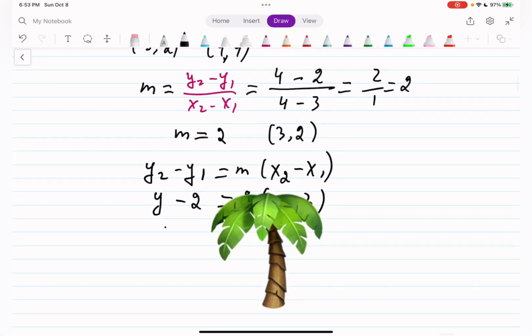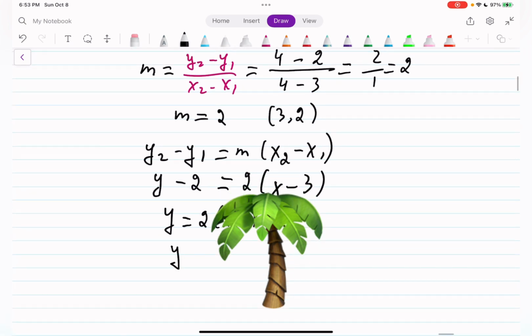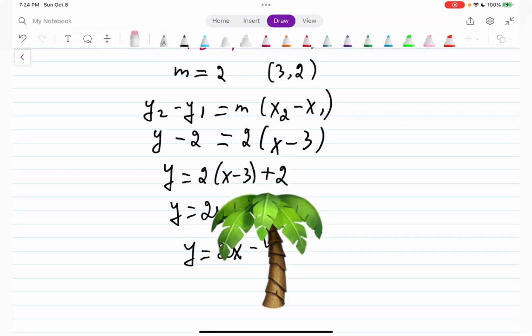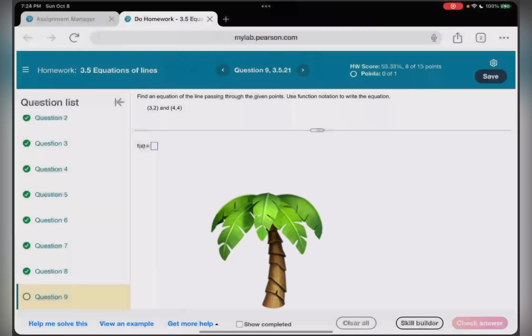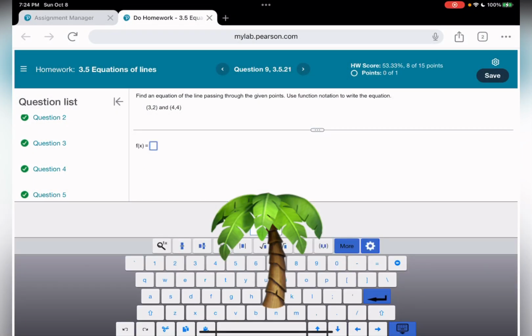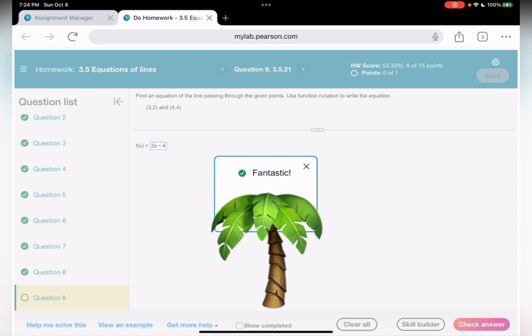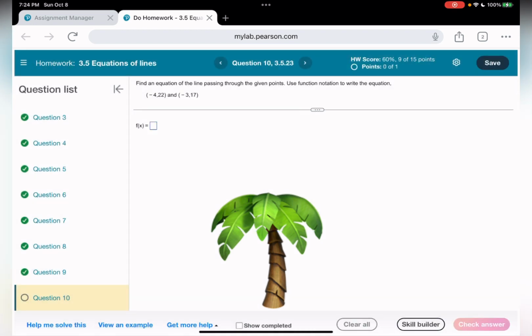And that is, y is equal to 2 times x minus 3 plus 2. So from here, y is equal to 2x minus 6 plus 2. Combining, y is equal to 2x minus 4. Let's put the answer: 2x minus 4. Okay, fantastic. Moving to question number 10.